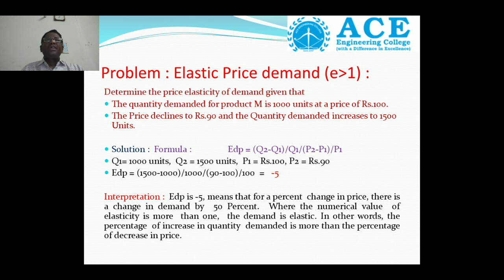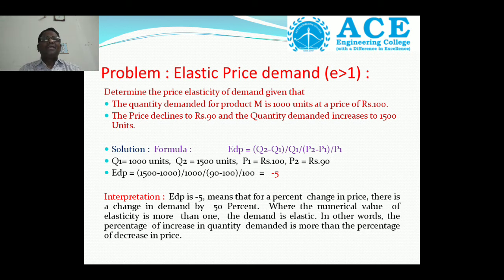Q1 is 1000 units, Q2 is 1500 units, P1 is 100, P2 is 90. All these values we are substituting in the equation. Then what value are we getting? We are getting the elasticity. Price elasticity of demand is minus 5. Minus 5. Then what is its meaning? What is the meaning of that particular number?